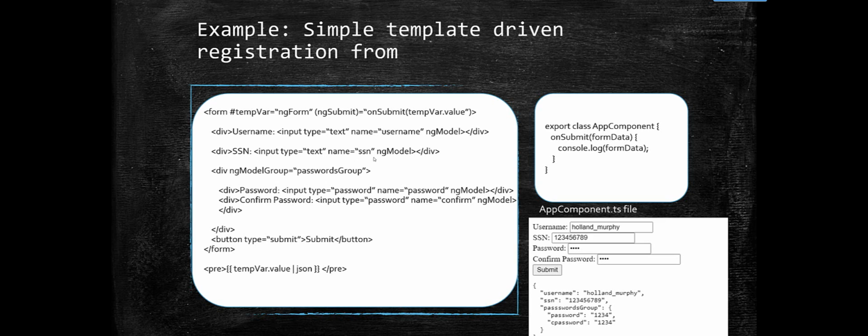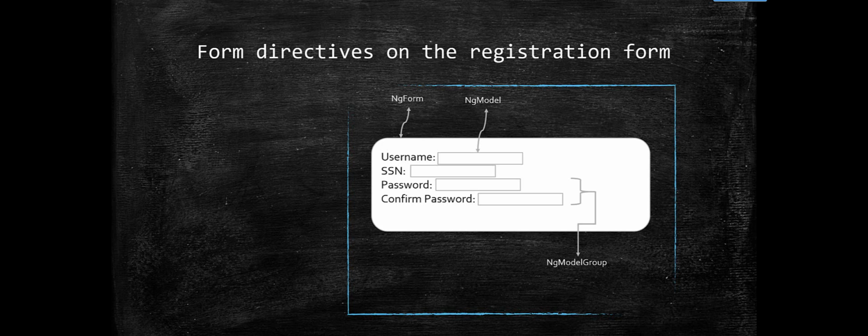Social security number, name, again social security number, and then the model group, the passwords group. We got the name password, the name confirm, and then when we submit, that's going to get overridden by ngSubmit. It's going to call this method in our component, and we're going to log the data just by tempvar.value with the built-in Angular JSON pipe. So that probably gives you a pretty good idea of how to use the template variables. We'll get into reactive in the next recording.